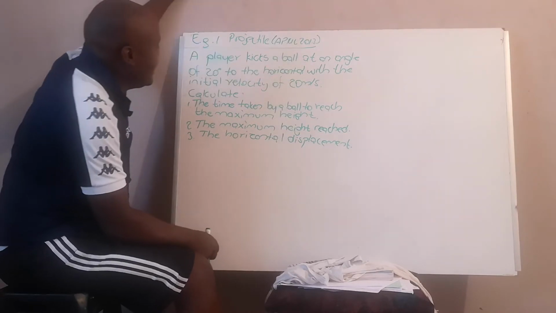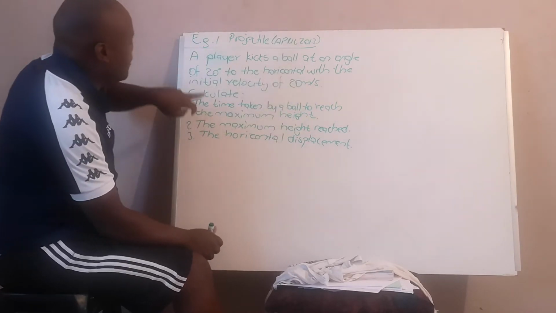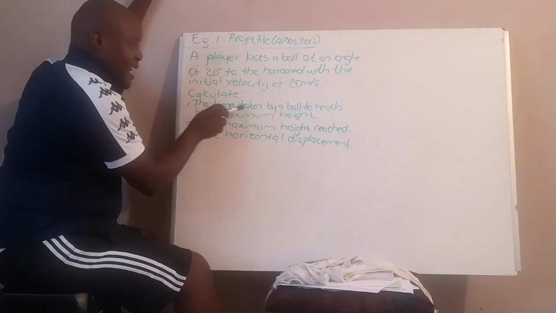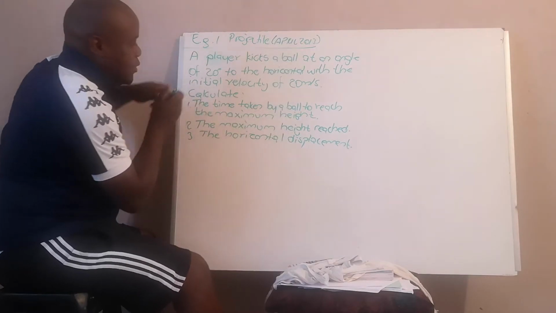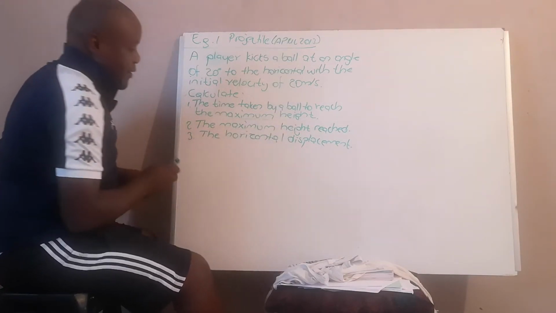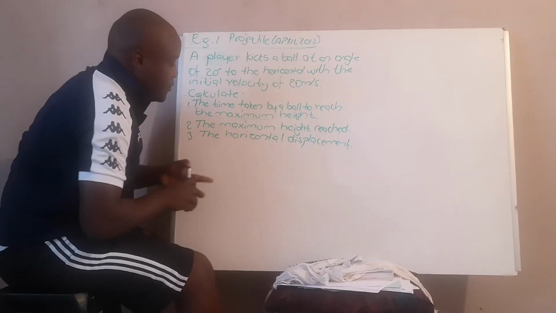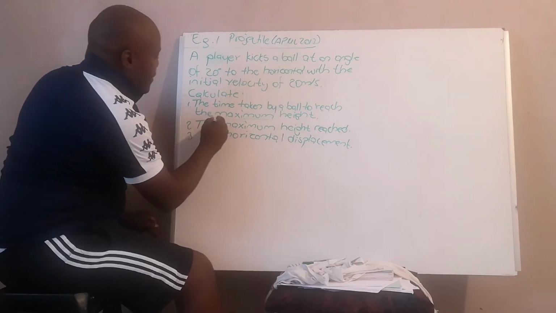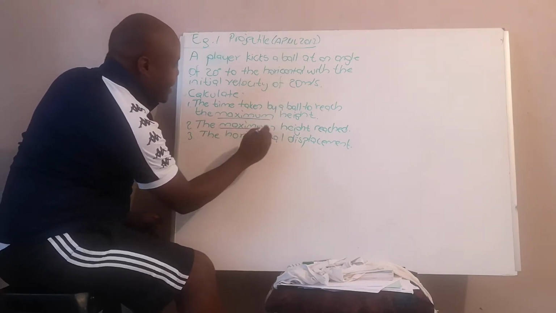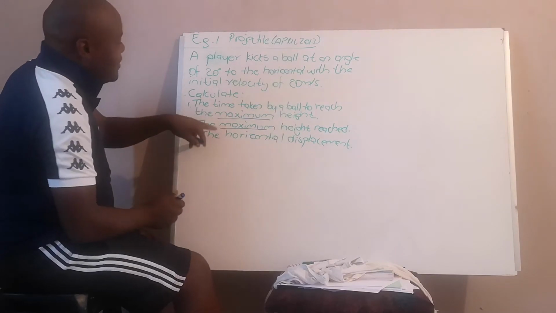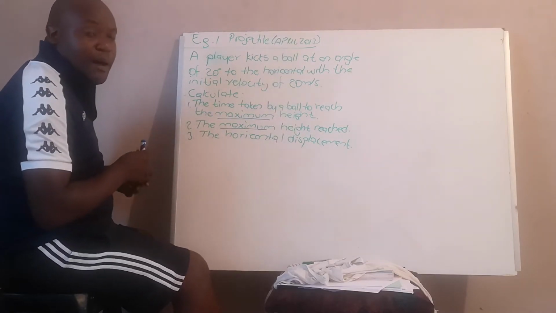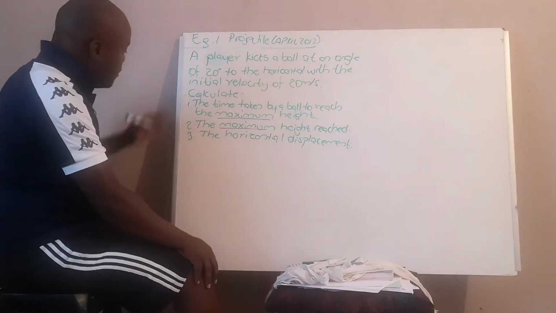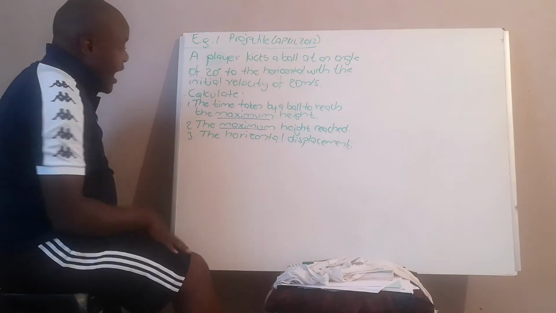A player kicks a ball at an angle of 20 to the horizontal with an initial velocity of 20 meters per second. They are required to calculate the time taken for a maximum vertical distance. So your maximum height should be maximum vertical distance. Second, they want you to calculate the maximum height it reached. So a time taken and the time for your maximum height. And then the last one, a horizontal displacement, meaning they want your range.